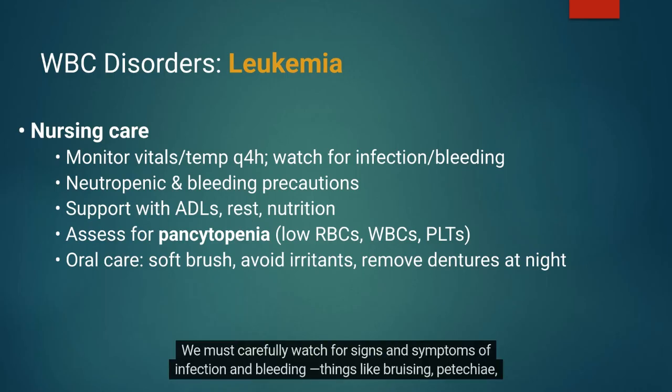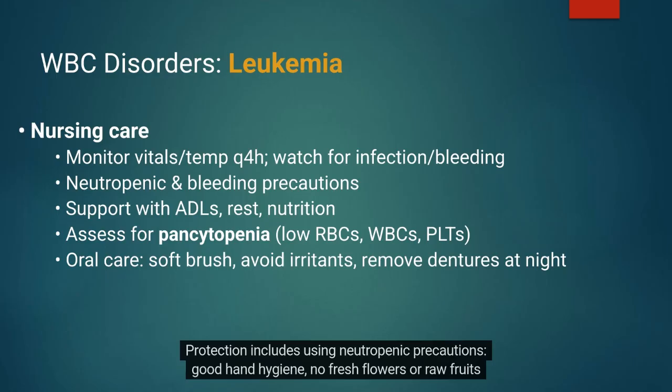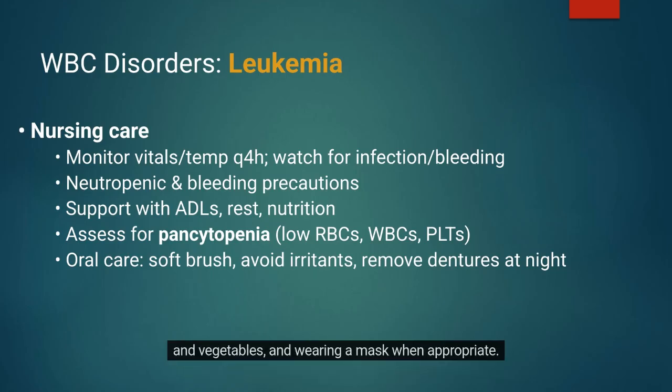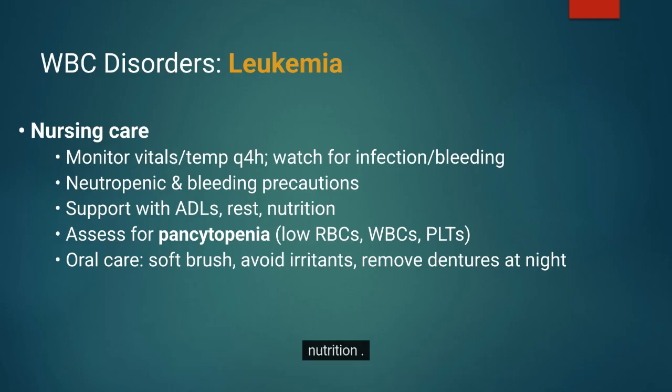We must carefully watch for signs and symptoms of infection and bleeding, things like bruising, petechiae, nosebleeds, coughing up blood, or unusual fatigue. Protection includes using neutropenic precautions, good hand hygiene, no fresh flowers or raw fruits and vegetables, and wearing a mask when appropriate. Because patients are often weak and tired, we support them with ADLs, energy conservation, rest, and good nutrition.